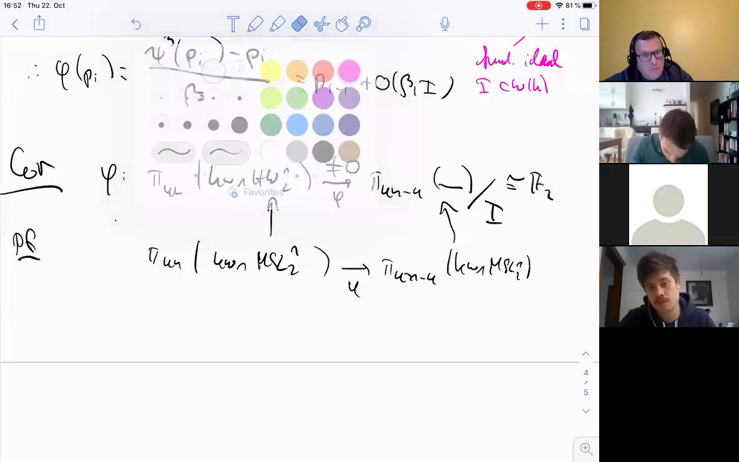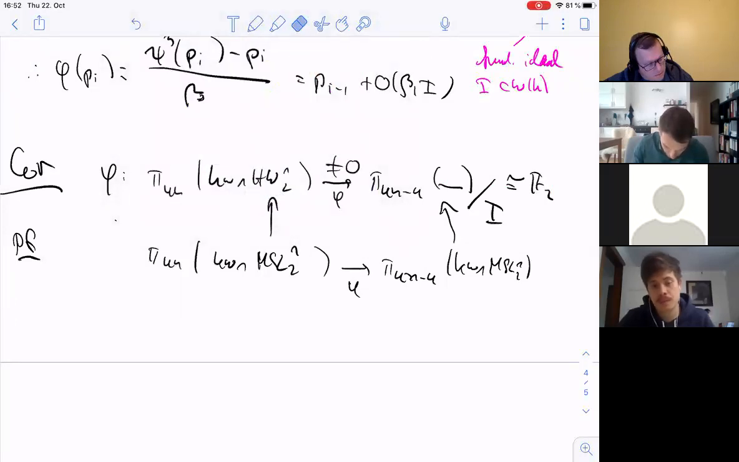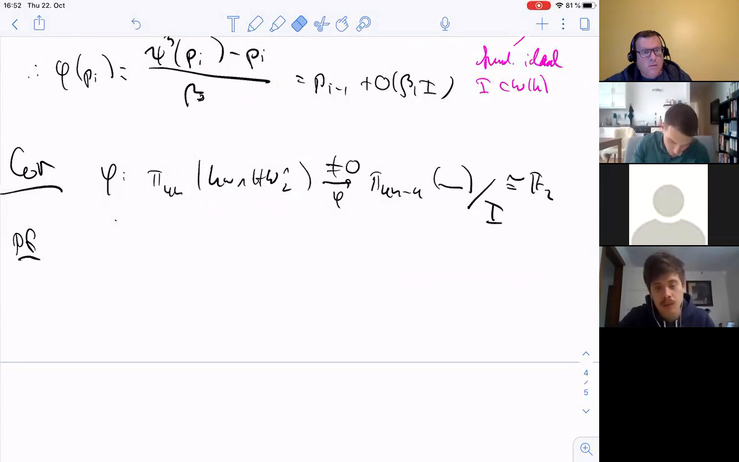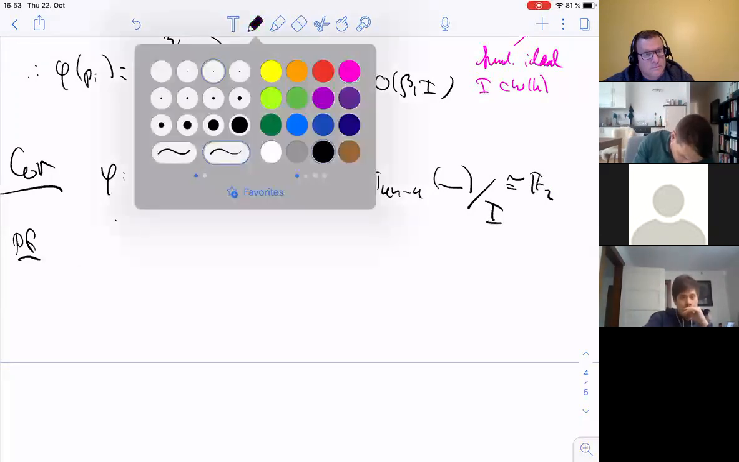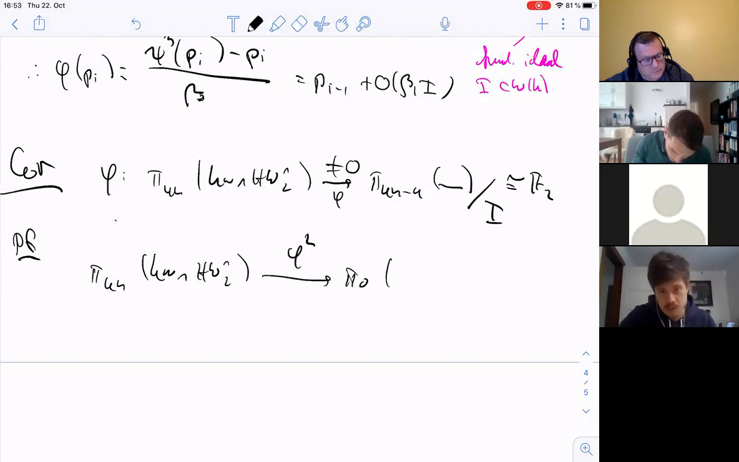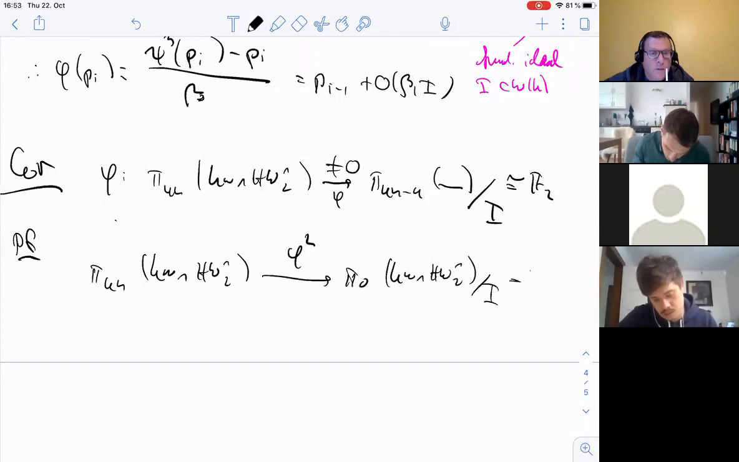Okay, well, how do I fix it? I guess I do it again. Sorry about that. Tried to be too clever. So I want to prove that this map phi is non-zero, and what I'm going to prove instead is that if you do phi n times, it's non-zero. So I'm going to do this, pi 4n of kw smash hw, I-adically completed, goes via n times phi to pi 0 of kw smash hw, I-adically completed, modulo I, which is also F2.